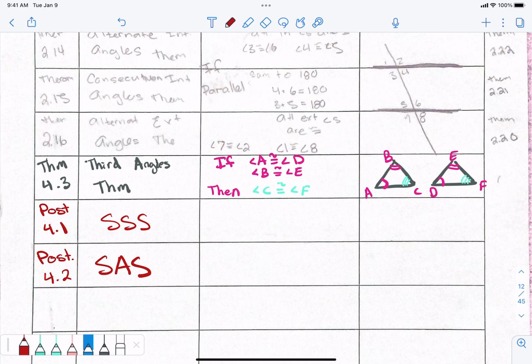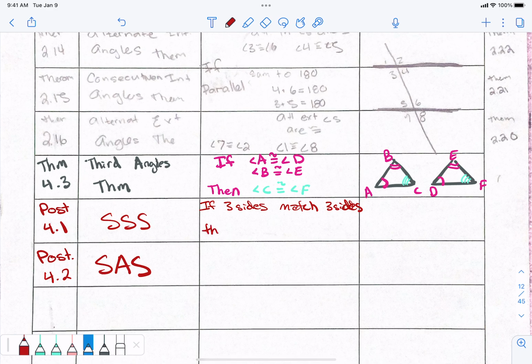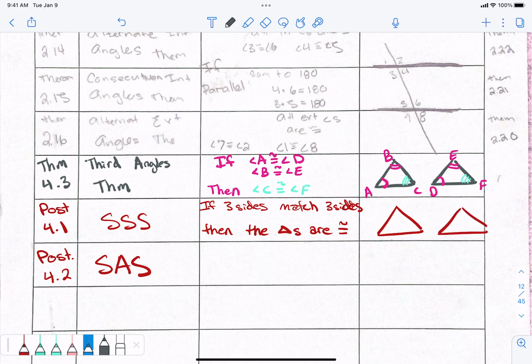I'm really paraphrasing, but if 3 sides of one triangle match 3 sides of another triangle, then the triangles are congruent. Here are my 3 things going on. 4.1. This one matches this one, this one matches this one, and this one matches this one.